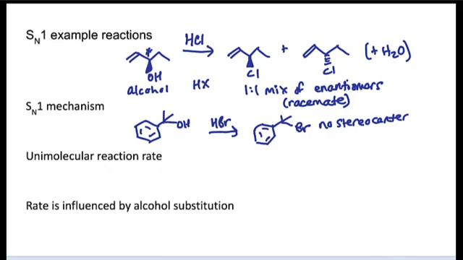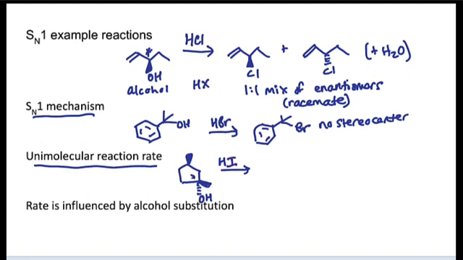Okay, so we'll get to the mechanism here in just a second, and we'll talk about the unimolecular reaction rate and how that plays into each of these examples as well. But first, let's just be thorough and cover sort of all of the scenarios. So another scenario would be this situation where we do definitely see a stereo center, and so we want to show how that's going to play out in the products.